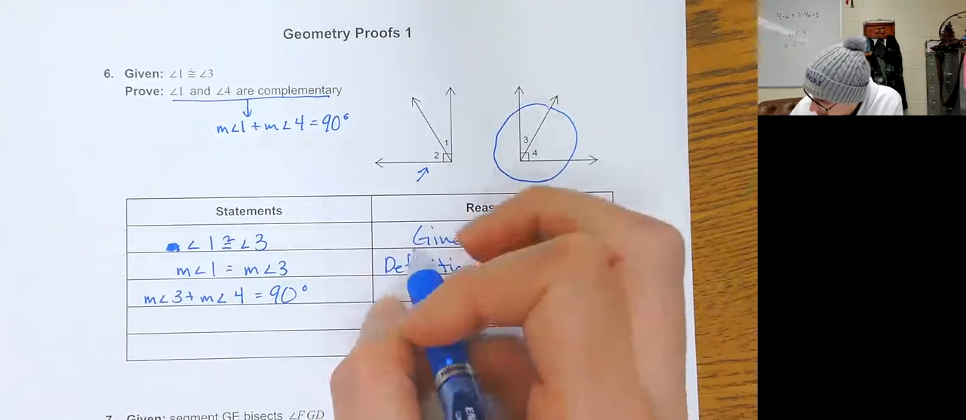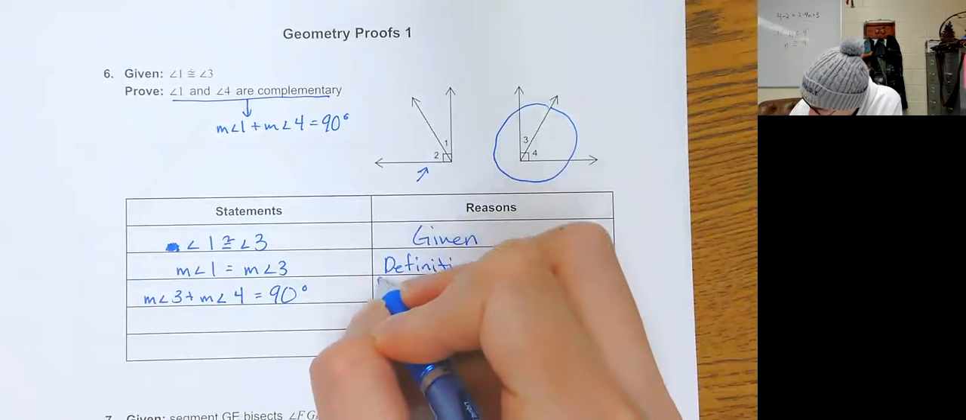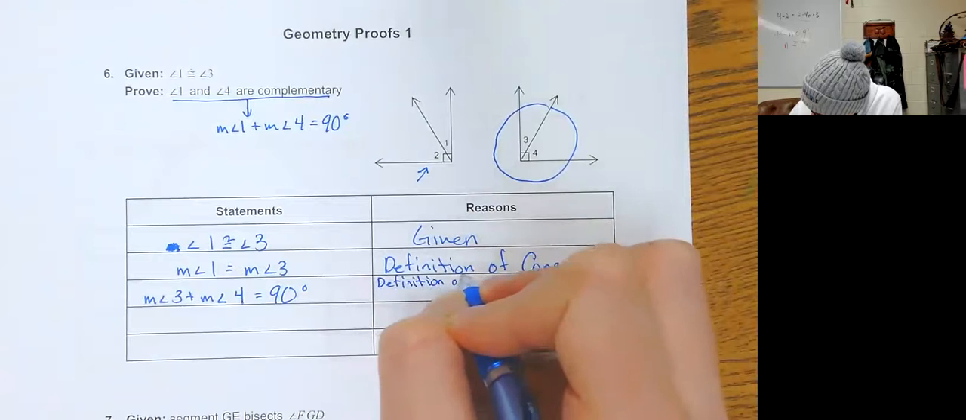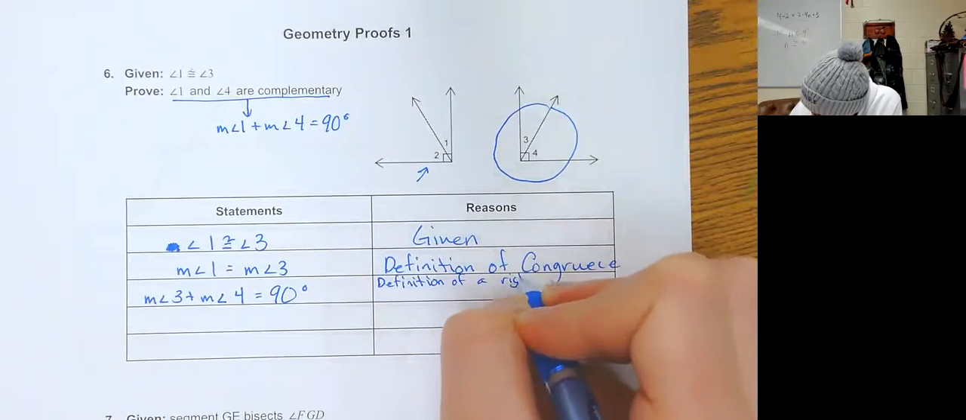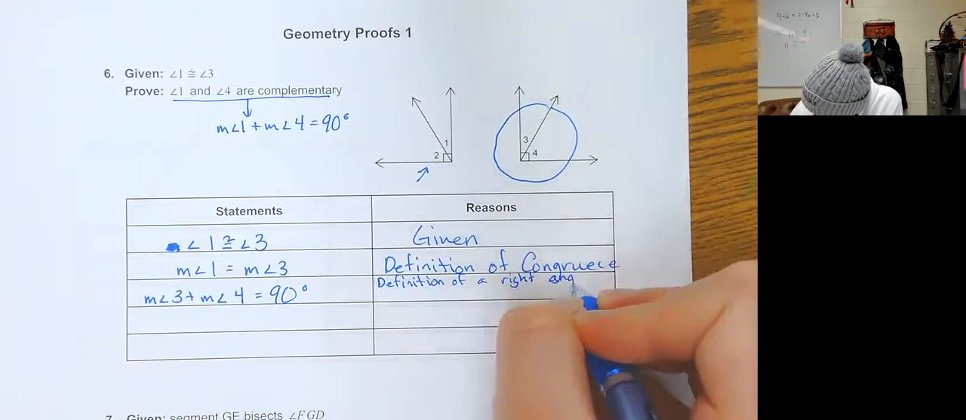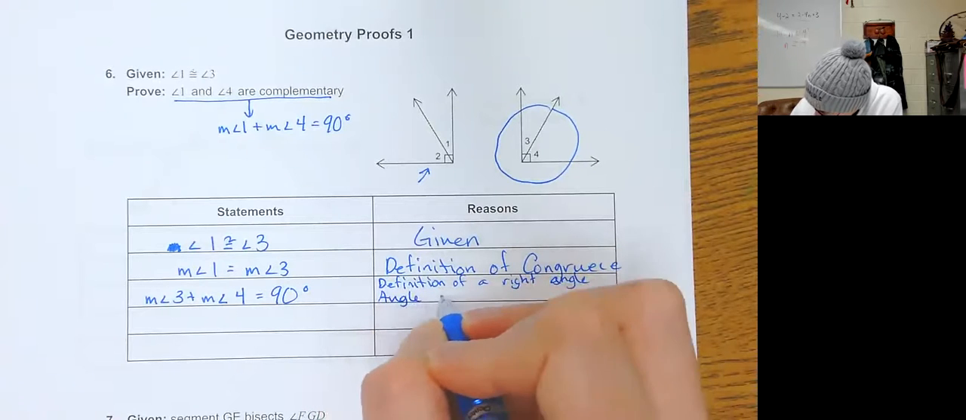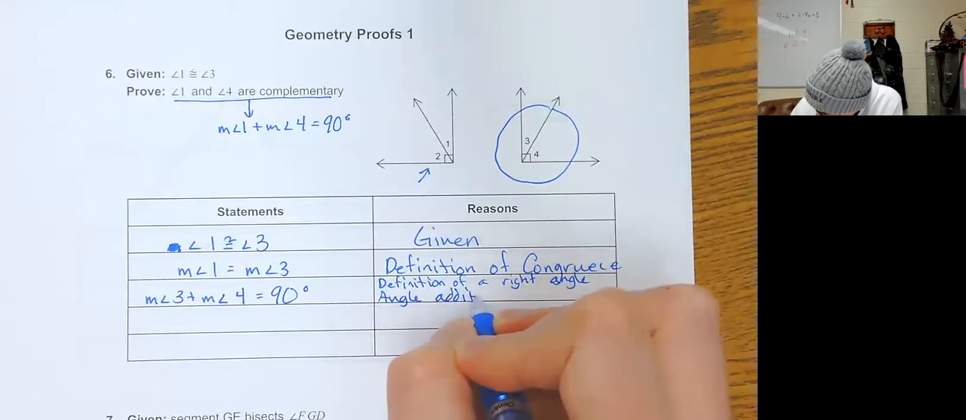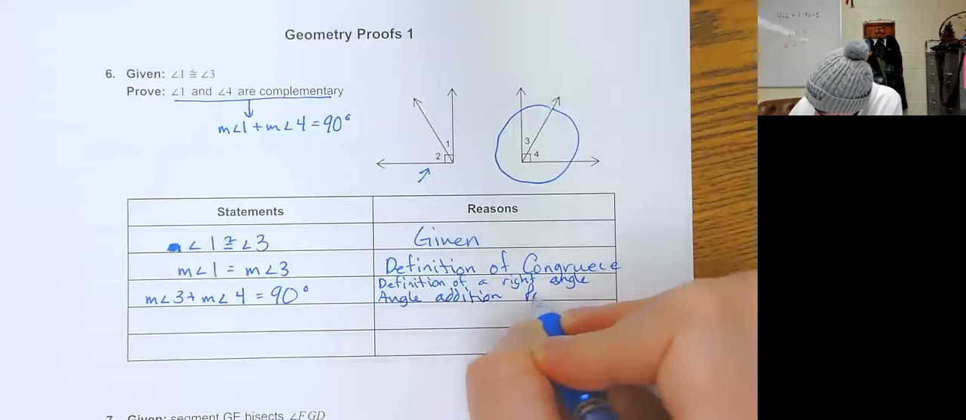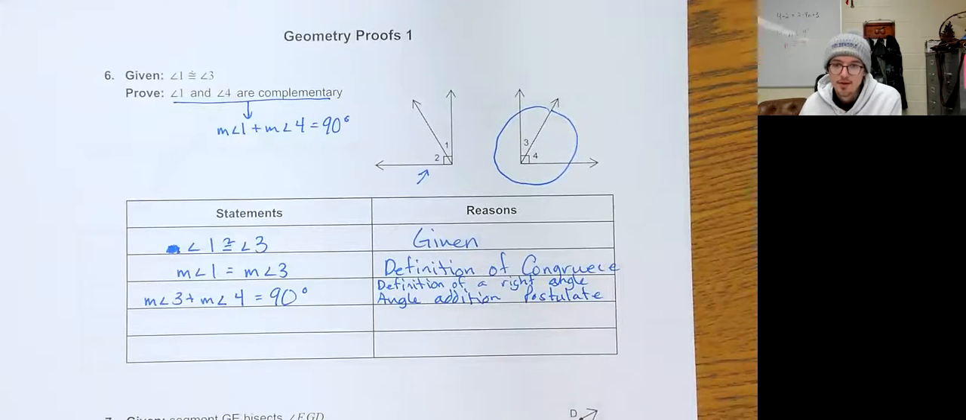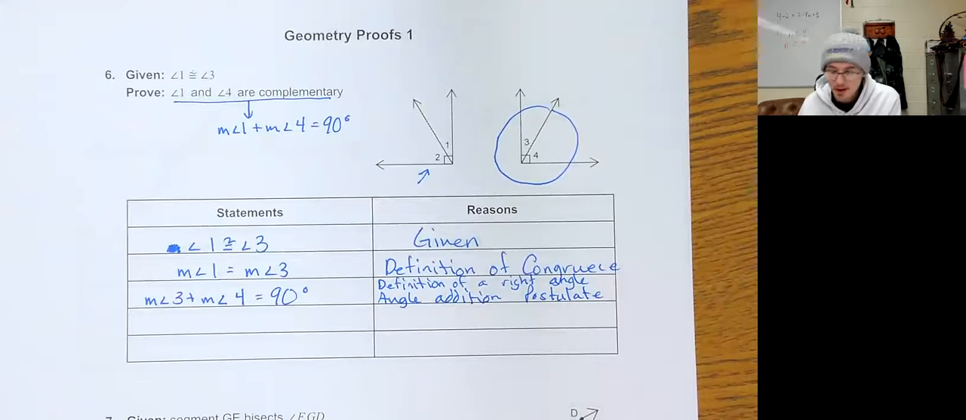And this would be for both the same reasons that we did last time. So this would be the definition of a right angle and the angle addition postulate. All right, that was all one reason.